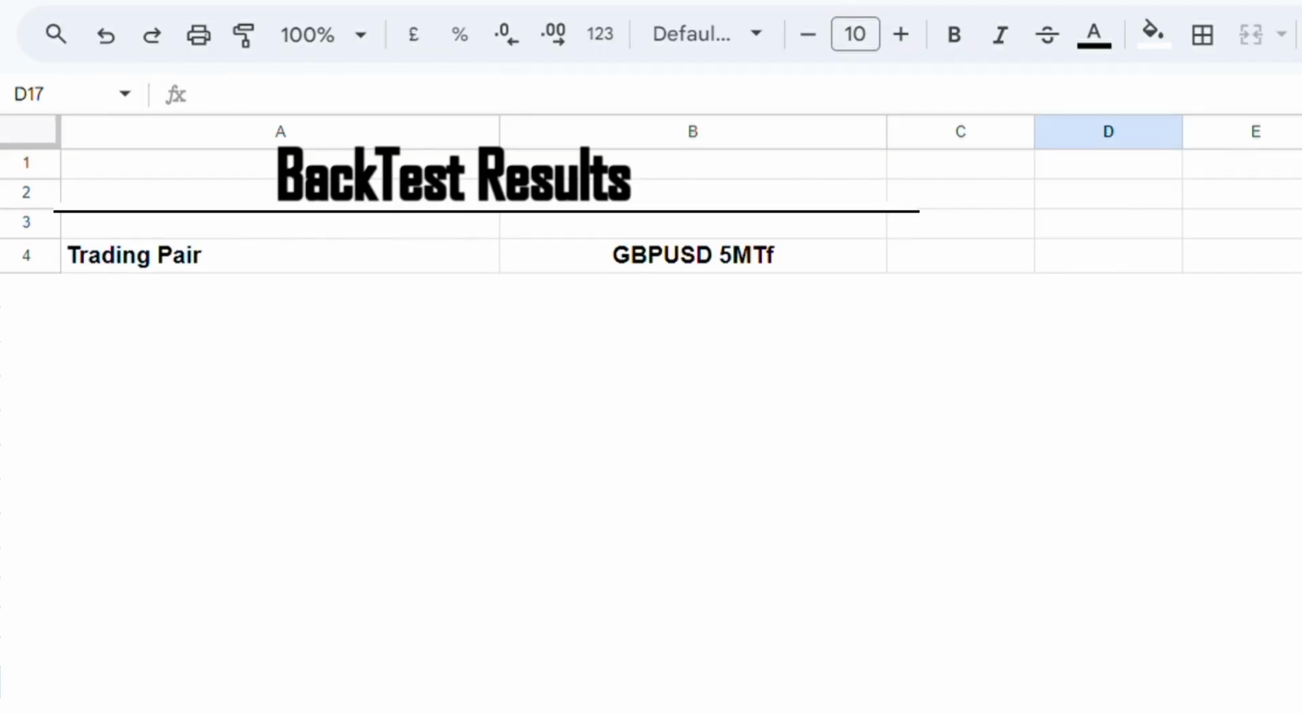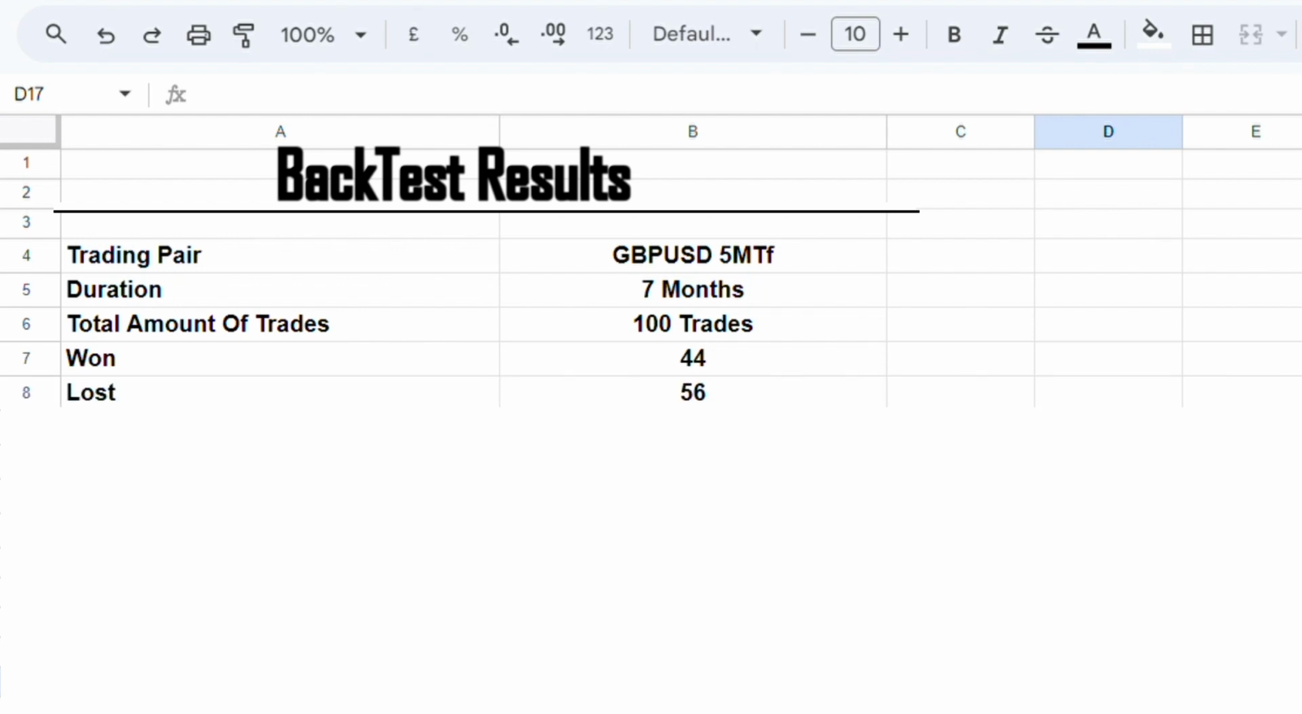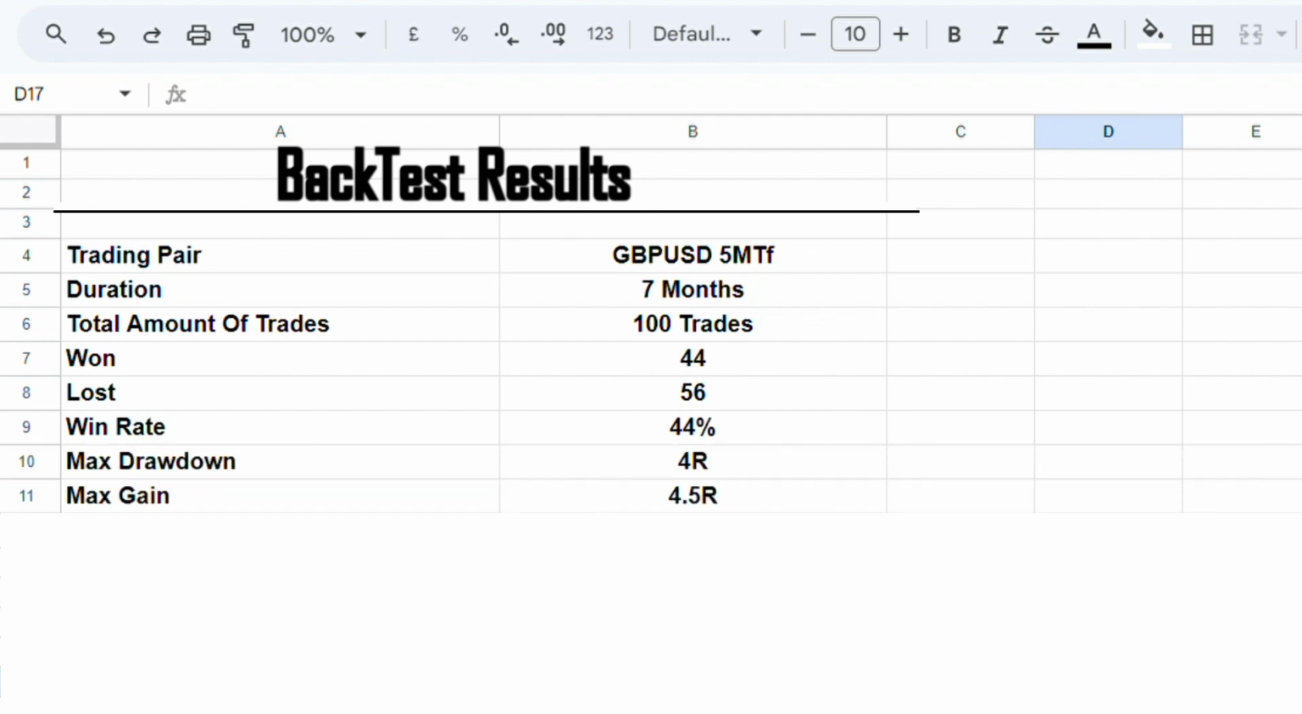Okay, so in 7 months, I took 100 trades, 44 won and 56 lost, which resulted in a win rate of 44%. Now we had a max drawdown of 4R, a max gain of 4.5R, which checks out, but the win rate was kind of low, especially going for a 1.5 risk to reward, but the net profit in those 7 months was 10%. Now I'm not too sure about the quick profit that was stated, but I recommend you guys go and test it for yourself, because if you do have a big account and you like the simplicity of the strategy, then 10% will still make you a lot of money.